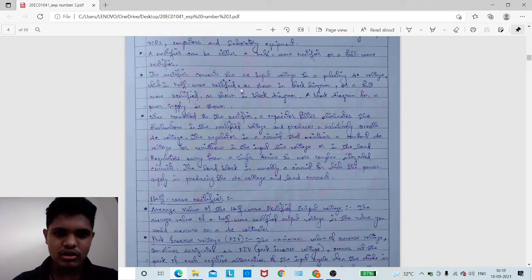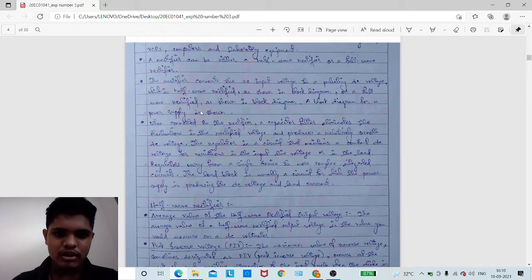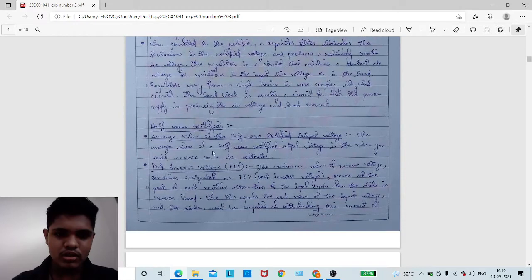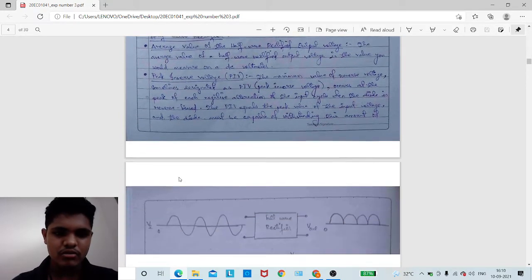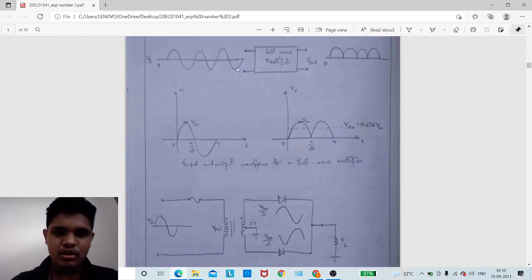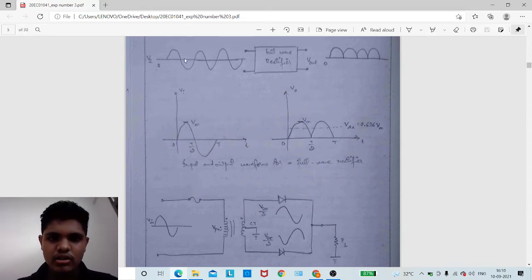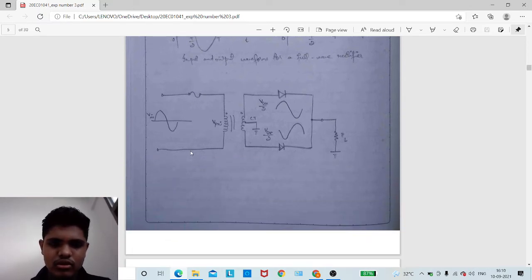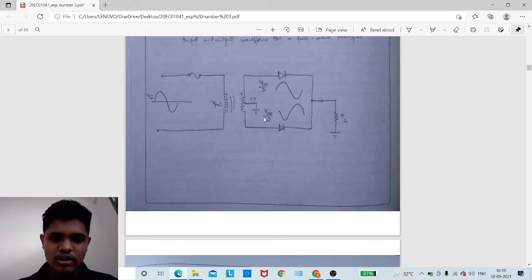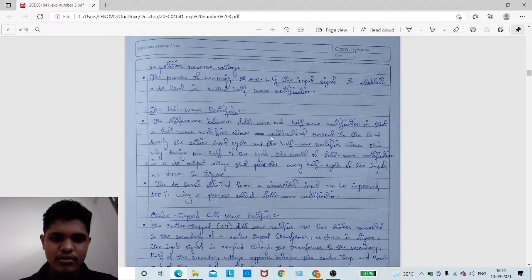So in the theory we have explained the half wave rectifier, the average value of the half wave rectified output voltage, and the peak inverse voltage. And these are the circuit diagrams and the model diagram for the full wave rectifier, this is the input voltage, and this is the output voltage. This is the circuit for the center tapped rectifier.